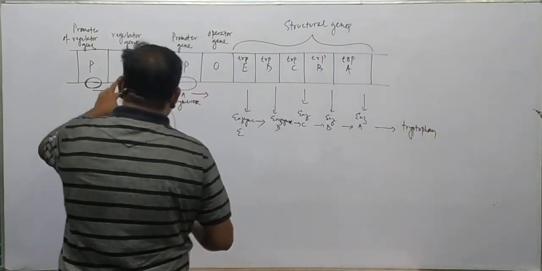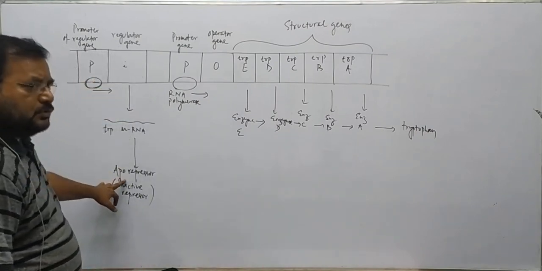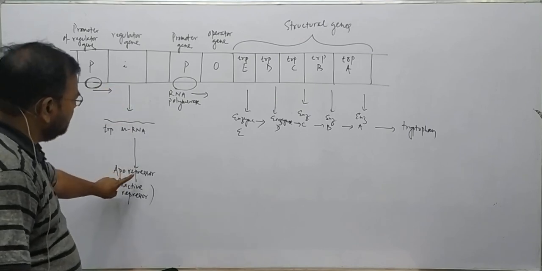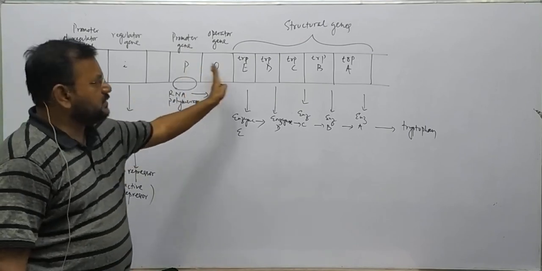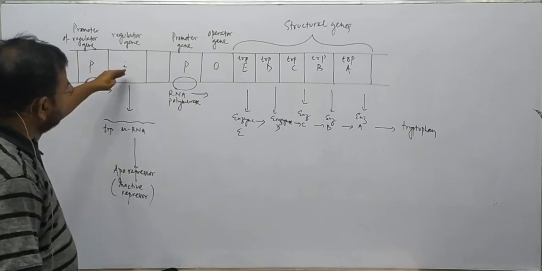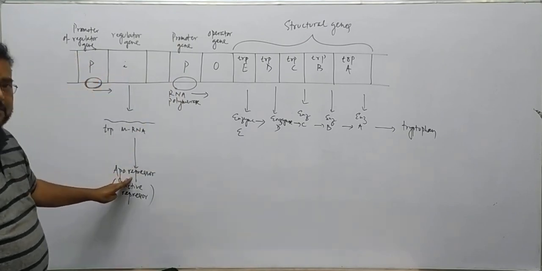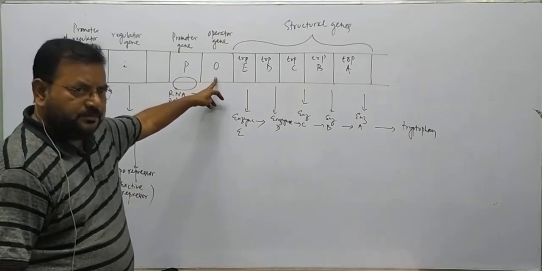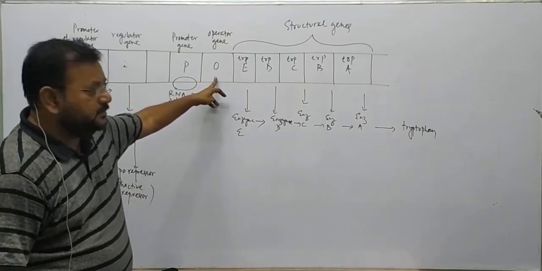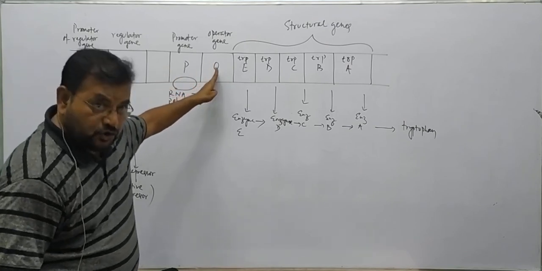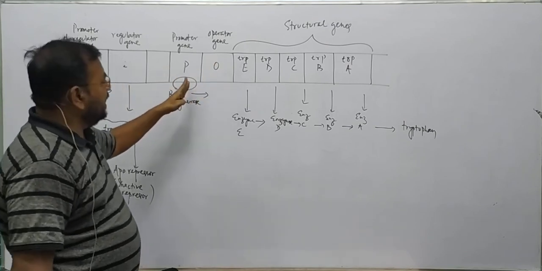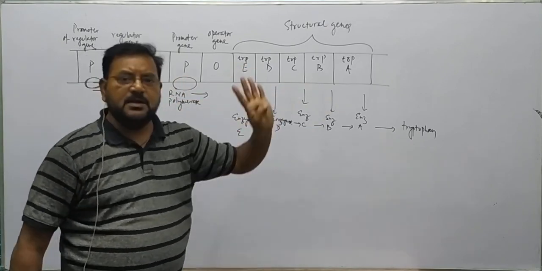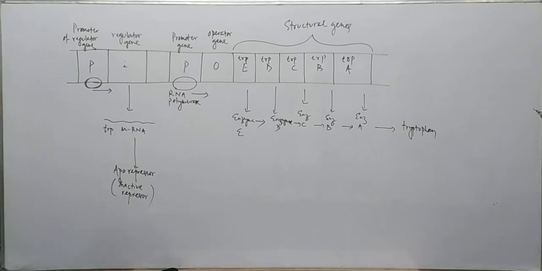Because look here, this regulator gene is not producing an active repressor. If it produced an active repressor, then this repressor would bind to the operator and the whole process would stop. But this regulator gene produces the inactive repressor, that is aporepressor. So aporepressor cannot bind to the operator. That's why the operator remains on, so that RNA polymerase moves over it and the many enzymes are produced, and ultimately the end product tryptophan is produced.